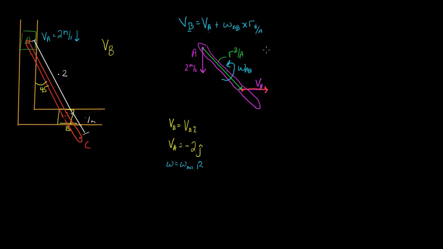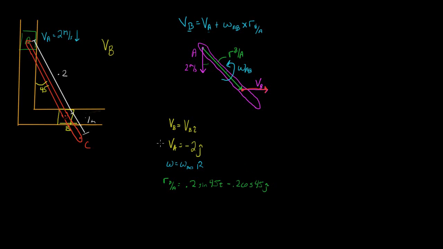And what is this? Well, we know that this distance from here to here is 0.2. This angle from here is 45. So our position vector is going to be this 0.2, this distance from A to B, times the sine of 45 i, and minus 0.2 times the cosine of 45 j.